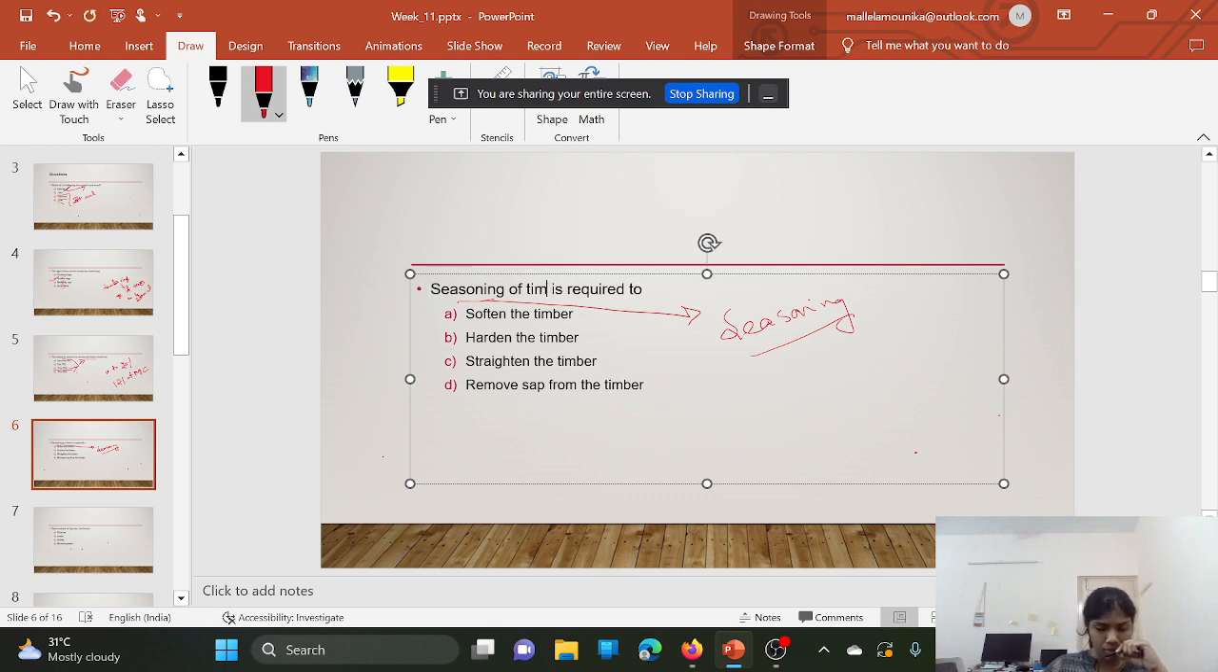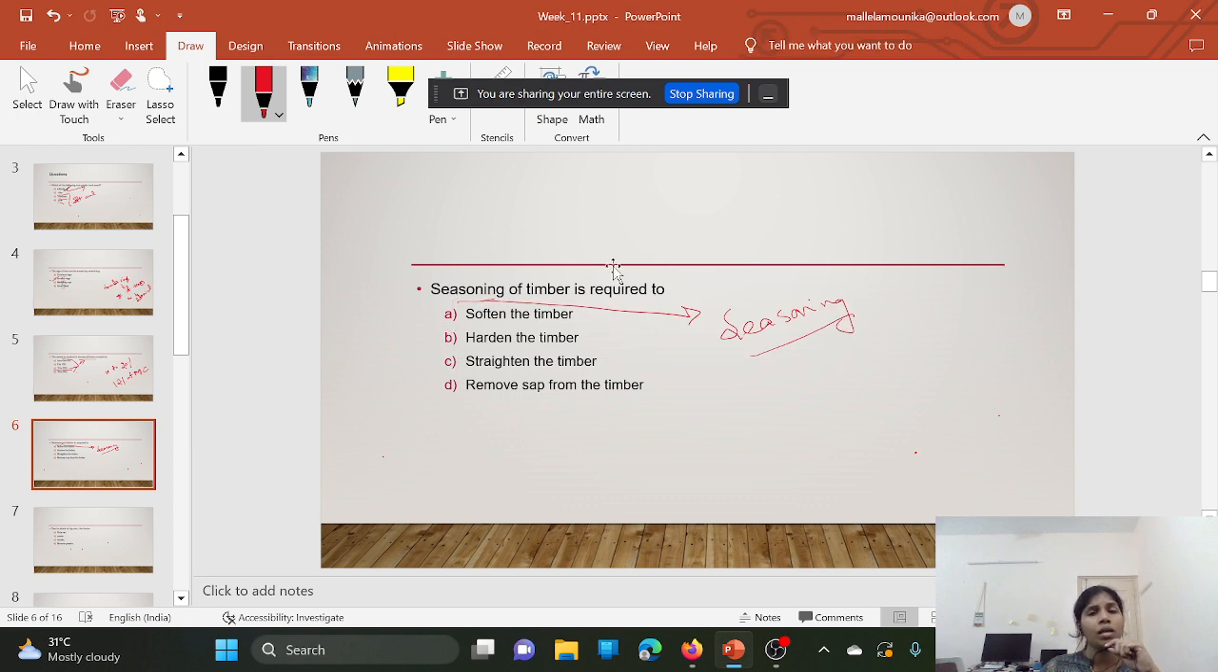Seasoning of timber is required for, is it to soften the timber, or harden the timber, or straighten the timber, or remove sap from the timber? So it is the process of removing the sap and moisture content from the timber. That is known as seasoning. Okay.